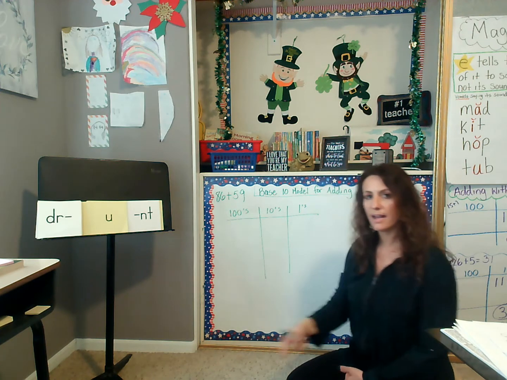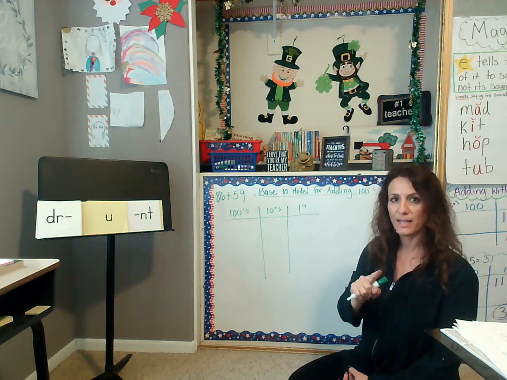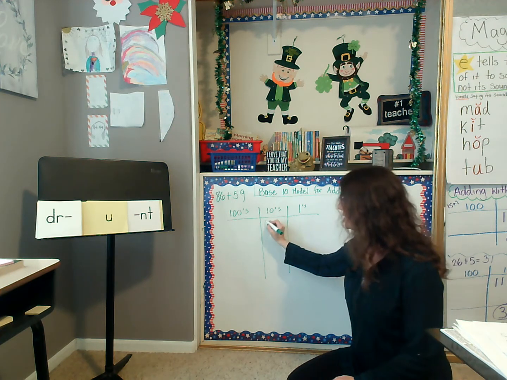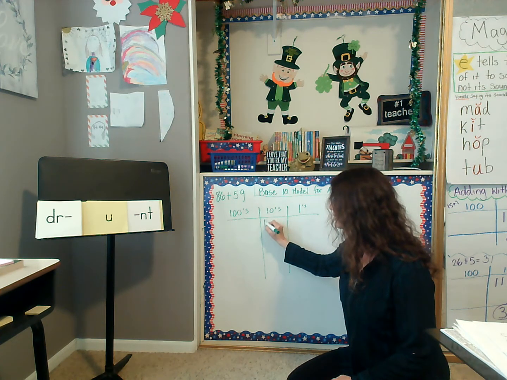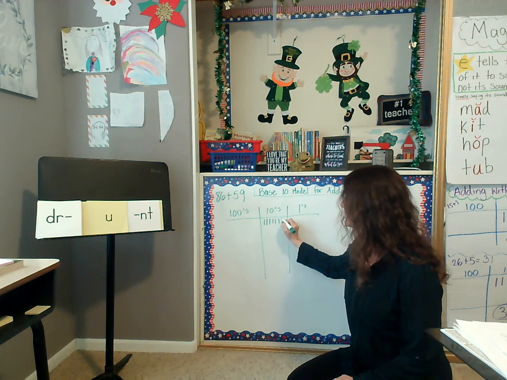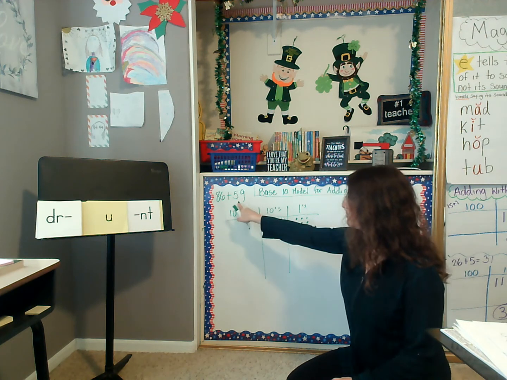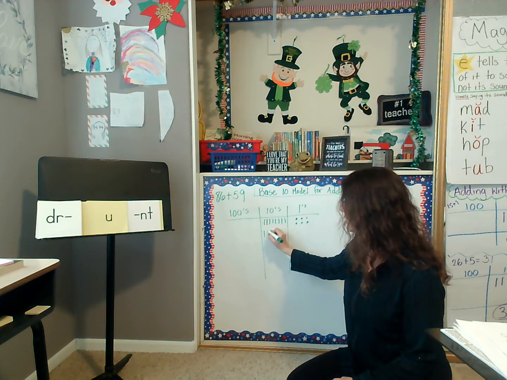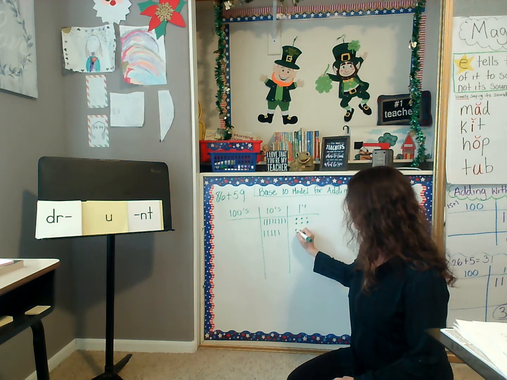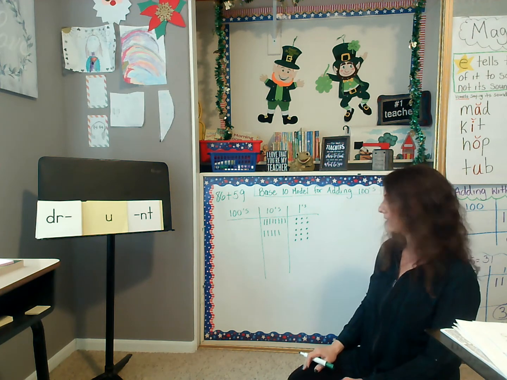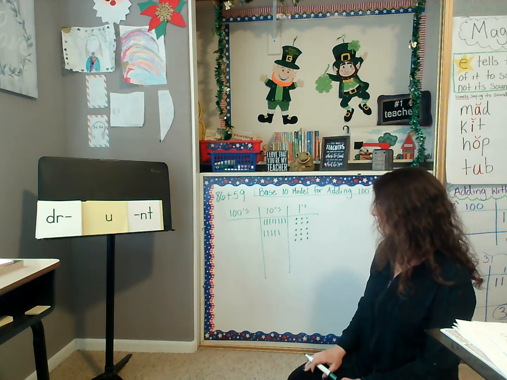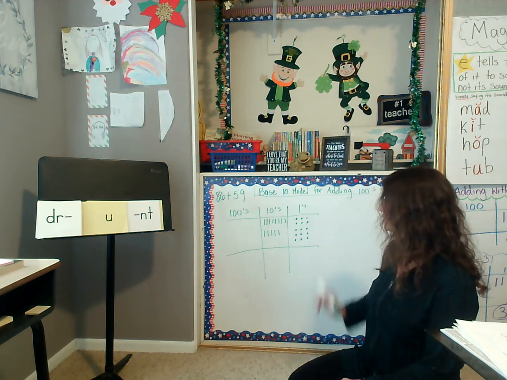And 86, we have 8 tens and 6 ones. So that's what we build first. 10, 20, 30, 40, 50, 60, 70, 80. 1, 2, 3, 4, 5, 6 ones. Now let's build 59. Ready? 10, 20, 30, 40, 50. 1, 2, 3, 4, 5, 6, 7, 8, 9. 86 plus 59. Draw that answer bar.